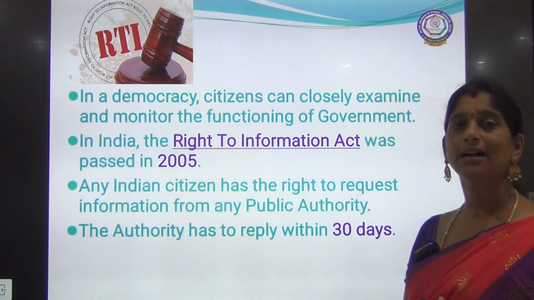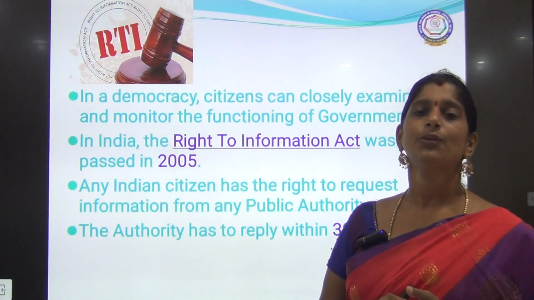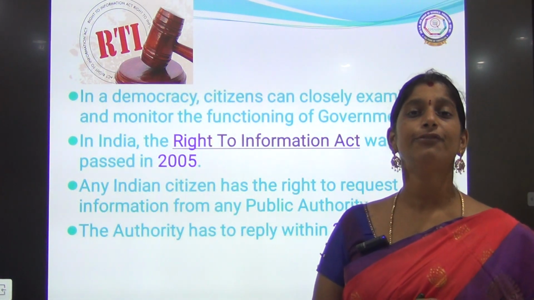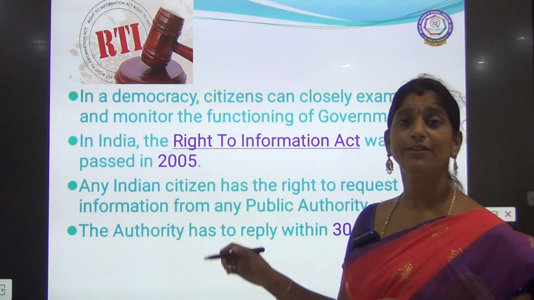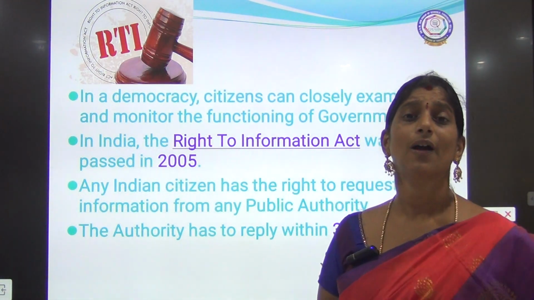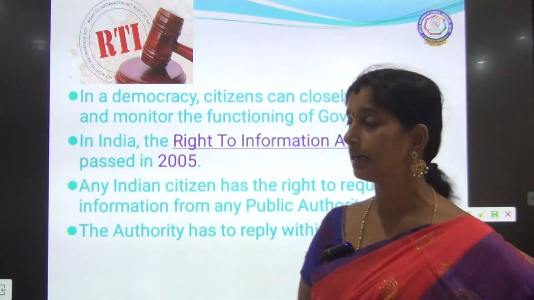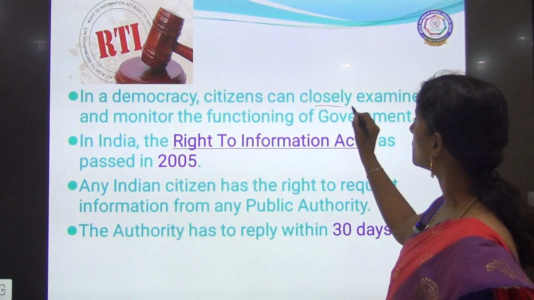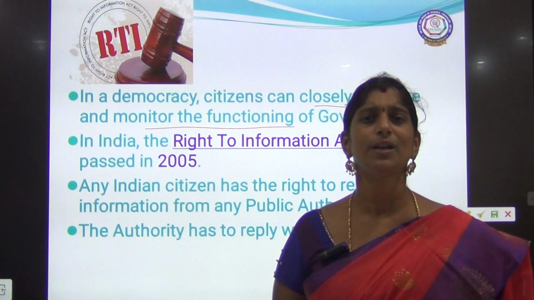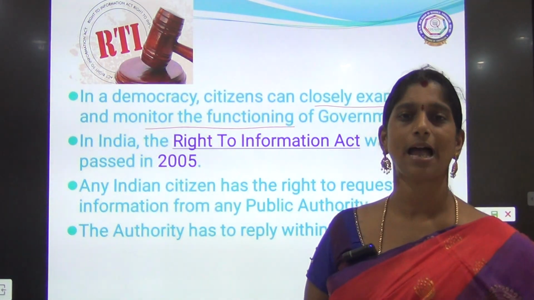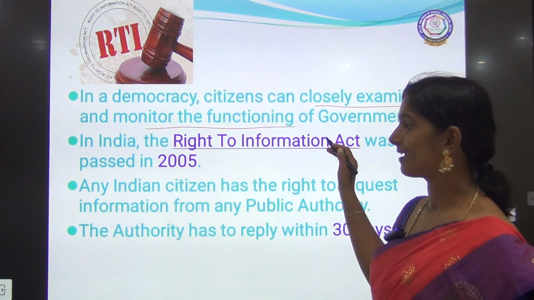So now we are going to see a part of the accountability, which is an example, okay. We have an act called the Right to Information Act, which was passed in 2005. This Right to Information Act gives the right to each and every citizen to question any department of government. Clear? So citizens can closely examine and monitor the functioning of the government. Because we are in a democratic country, we have all the rights to know what is happening in the country. So for that purpose, the Right to Information Act was passed, okay.